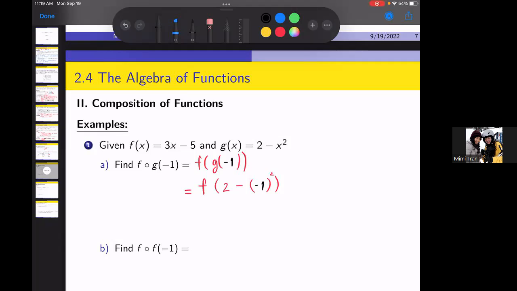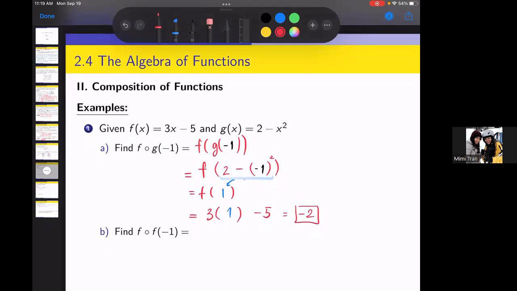Negative 1 squared is 1. 2 minus 1 is 1. So now I have f of 1. By the way, it comes from here. What do I do with that one? Plug it into f. Right? f is 3 times something minus 5, and that something is 1. So the answer is negative 2. Do you guys try part b on your own?